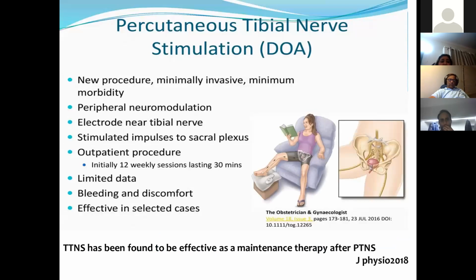So this interesting fact: PTNS, posterior tibial nerve stimulation. I would say posterior tibial nerve because this is the posterior aspect of the medial malleolus. Some say percutaneous tibial nerve stimulation, and then transcutaneous tibial nerve stimulation. The literature has used both these words, but look at the terminology. Transcutaneous nerve stimulation has been found to be as effective as a maintenance therapy after percutaneous nerve stimulation.